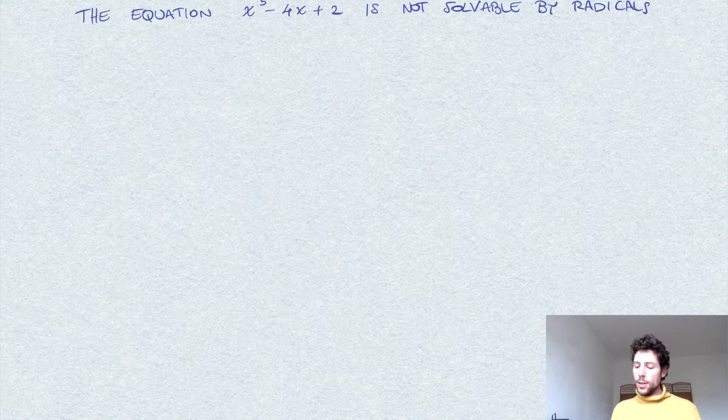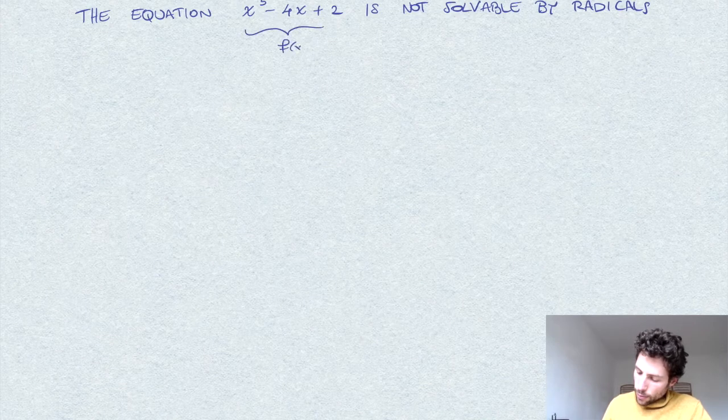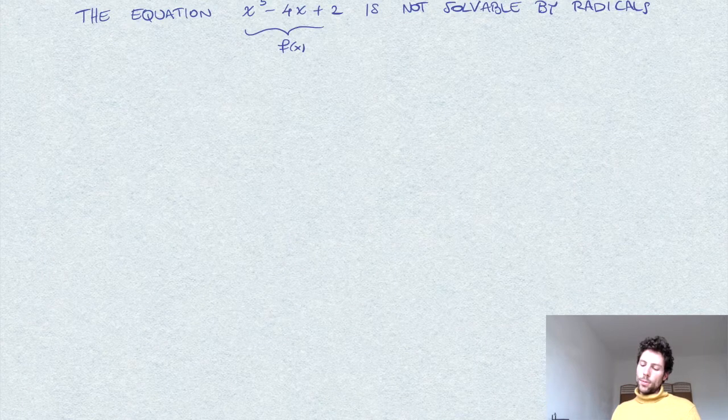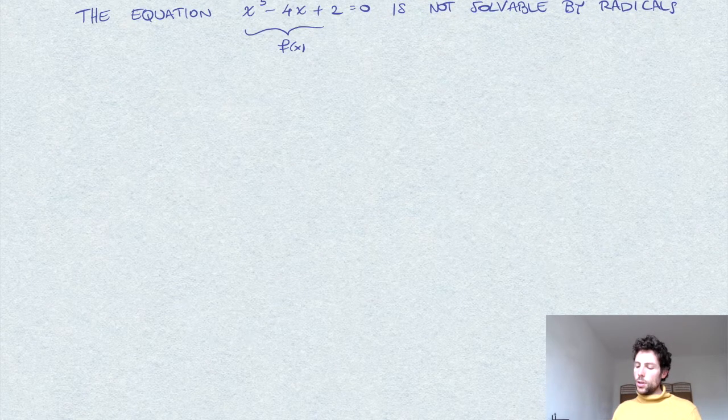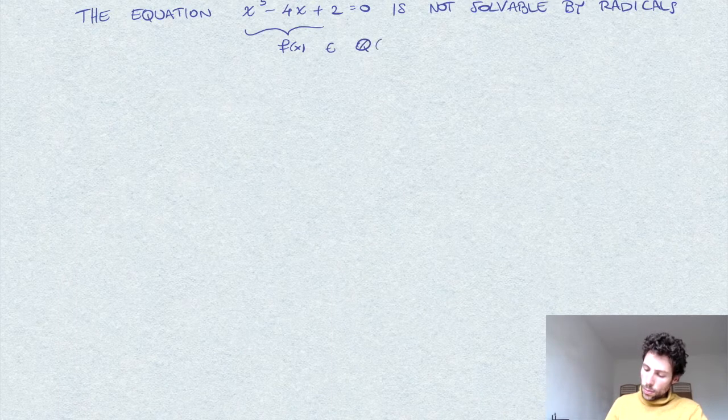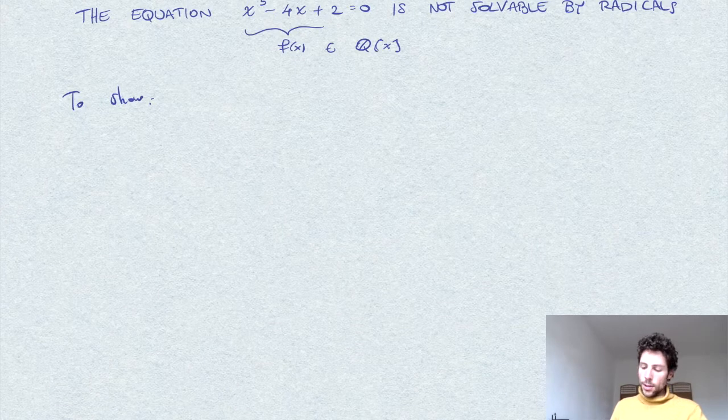So suppose we want to prove that this quintic polynomial written here, let's call it f of x, is not solvable. Well, I should have written the equation f of x equal to 0 is not solvable by radicals. And this is a polynomial in Q of x. We only need to show that this polynomial is irreducible and that it admits exactly two roots which are non-real.